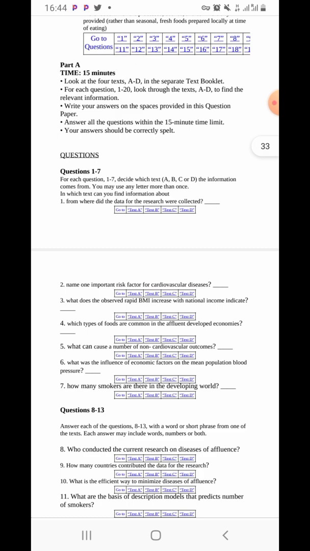For each question 1 to 7, decide which text, A, B, C, or D, the information comes from. You may use any letter more than once. In which text can you find the information about? Now to the first question: from where were the data for the research collected?